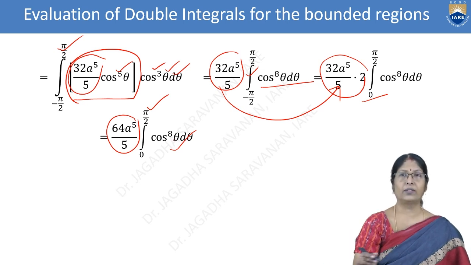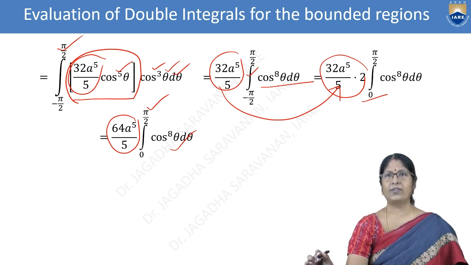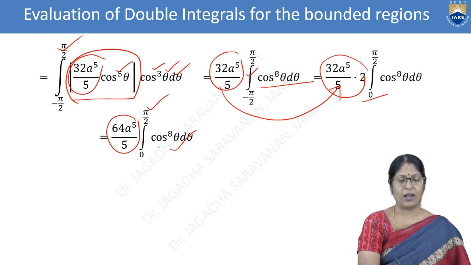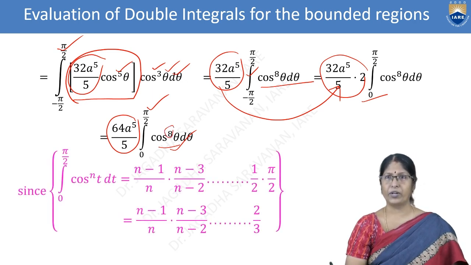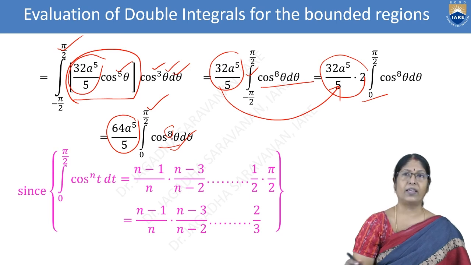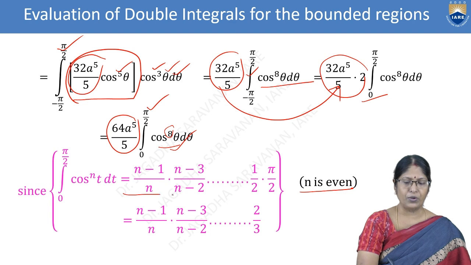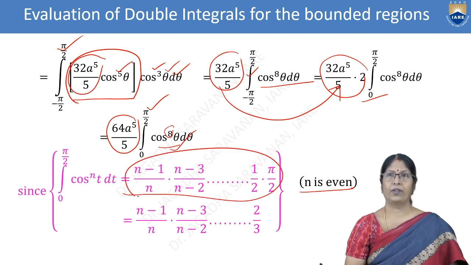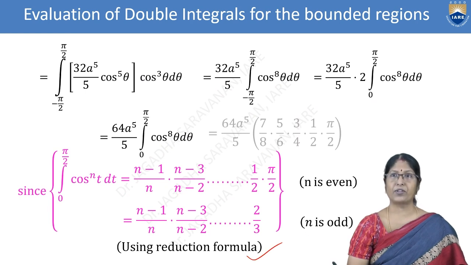Now our cos power is 8, and we have to do the integration. If it is only a single cos theta, it is very easy, we will say sin theta and quickly solve the problem. But our cos has the power 8. So to do the integration, since 8 is an even number, we can use this formula, which is a reduction formula.